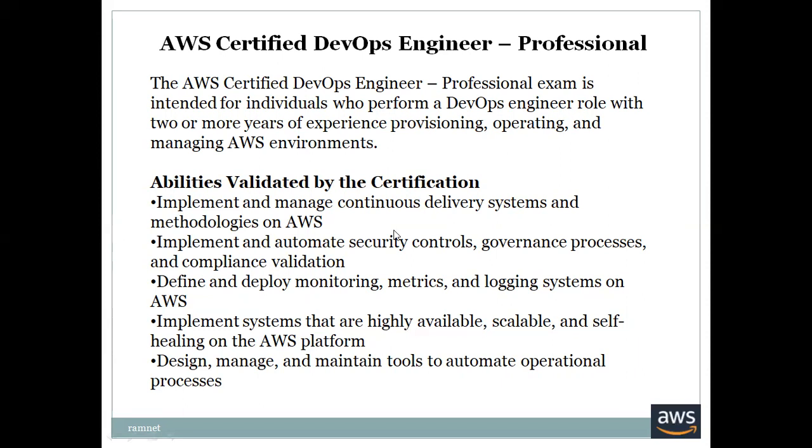Abilities validated by the certification: Implement and manage the continuous delivery systems and methodologies. Implement and automate security controls, governance processes, and compliance validation. Define and deploy monitoring metrics and logging systems on AWS. Implement systems that are highly available, scalable, and self-healing on the AWS platform. Design, manage, and maintain tools to automate operational processes. This is again a development side.